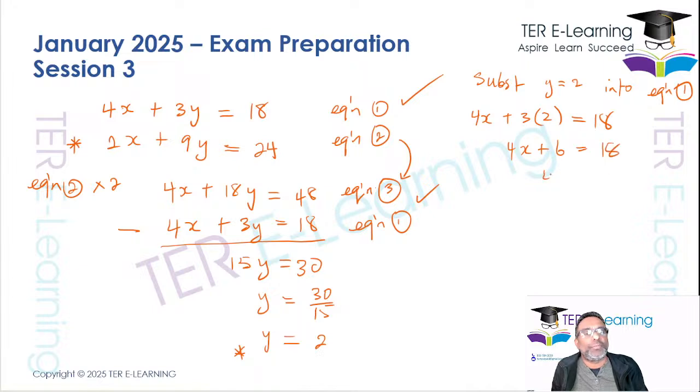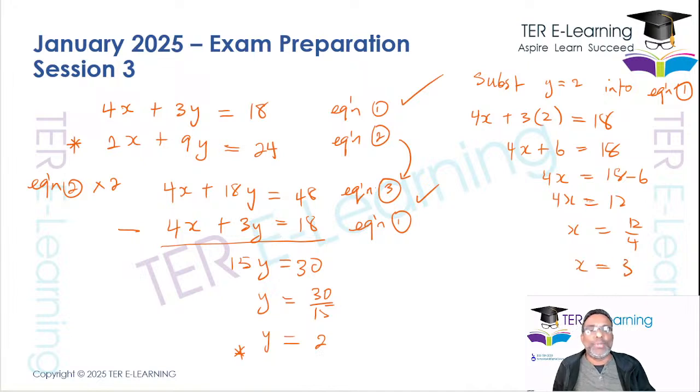Right? So 4x is equal to 18 minus 6, and therefore x is 12 over 4. Right? So we just worked out the cost there. We know the cost of a pen and the cost of a pencil, right? So one of them is $3, one of them is $2.